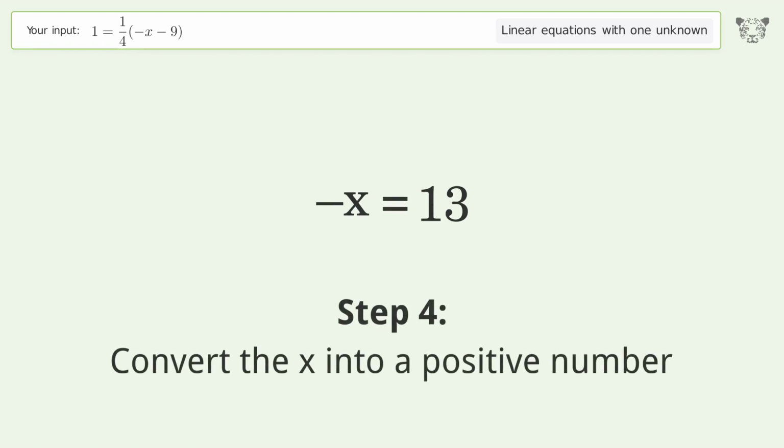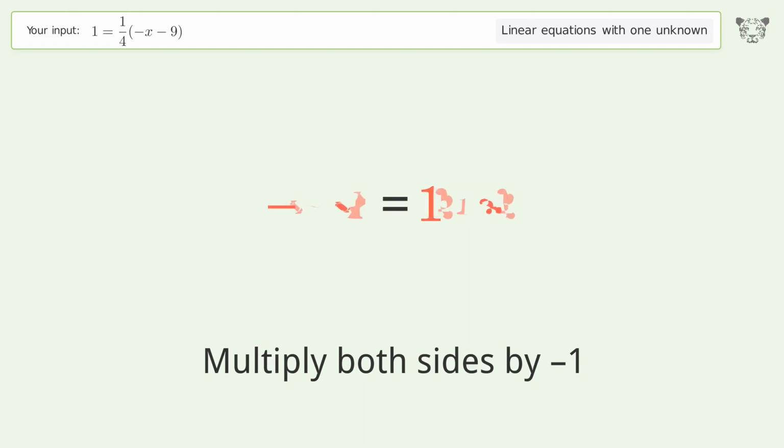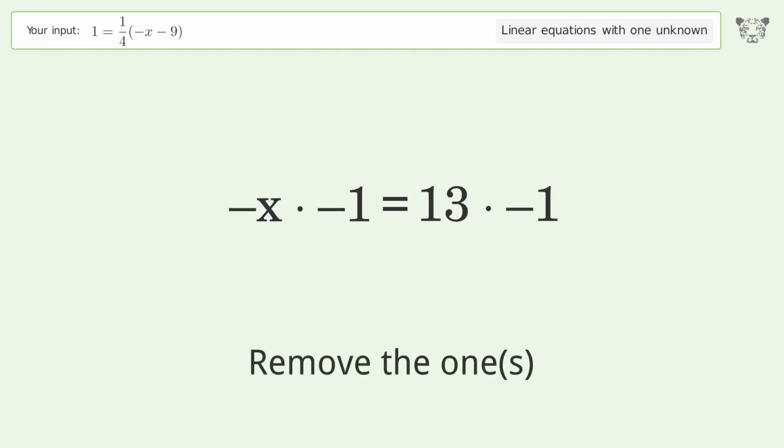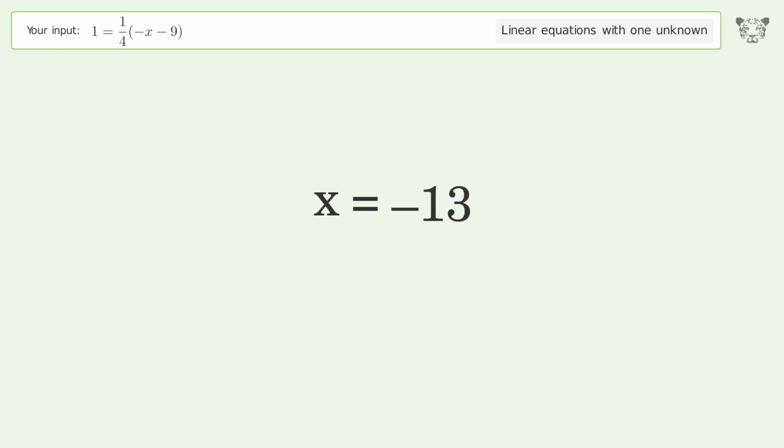Convert the x into a positive number. Multiply both sides by -1. Remove the ones. Simplify the arithmetic. And so the final result is x equals -13.